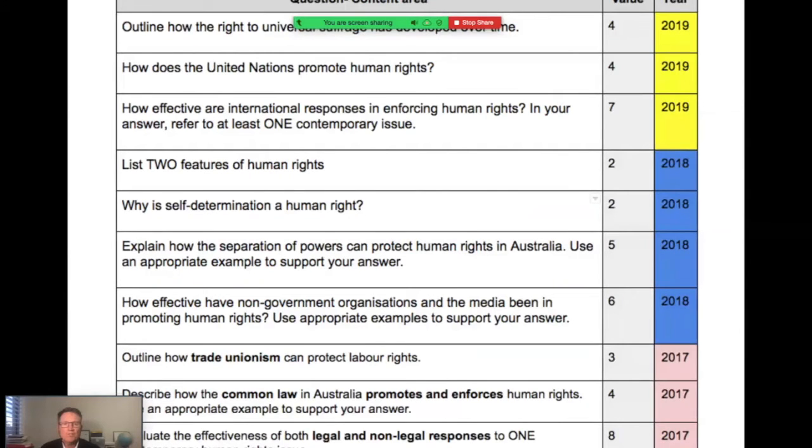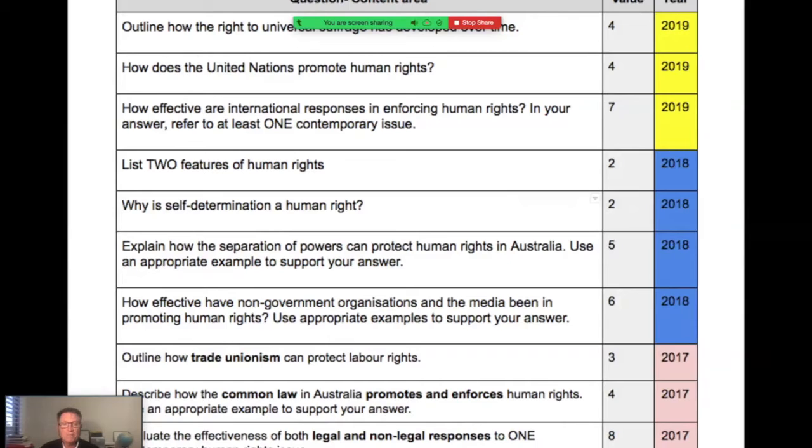If you have a look at the questions that have been asked over the last few years in this topic area, you can see from 2019, the question was broken up into an A, a B, and a C. A and B both worth 4 marks, C worth 7 marks. In 2018, it was broken up into 4 parts, A and B worth 2 marks, C worth 5 marks, D worth 6 marks. In 2017, the structure was only 3, A worth 3 marks, B worth 4 marks, and C worth 8 marks.